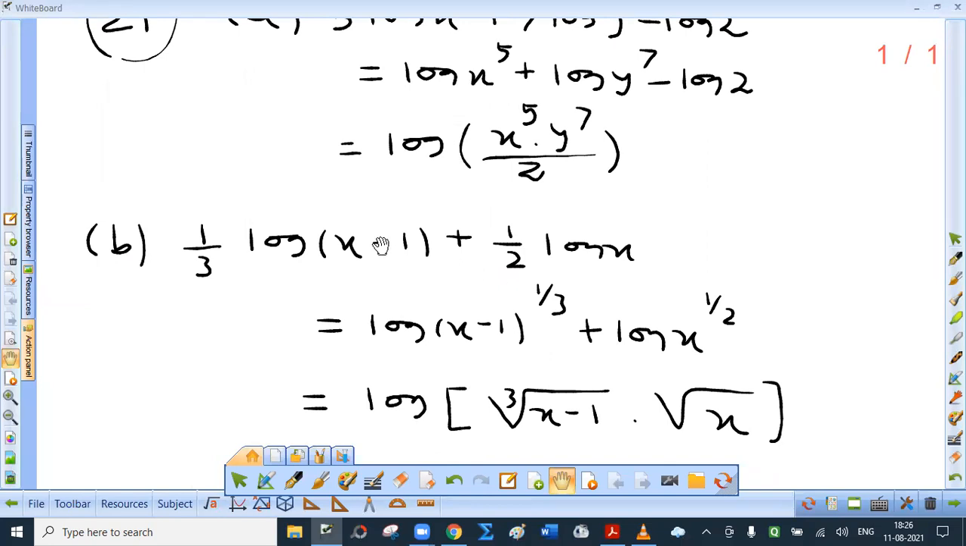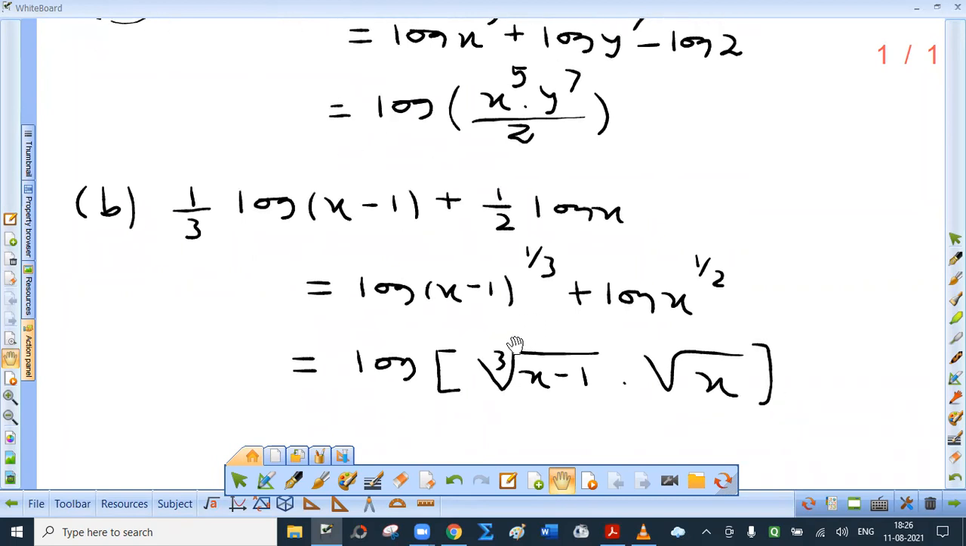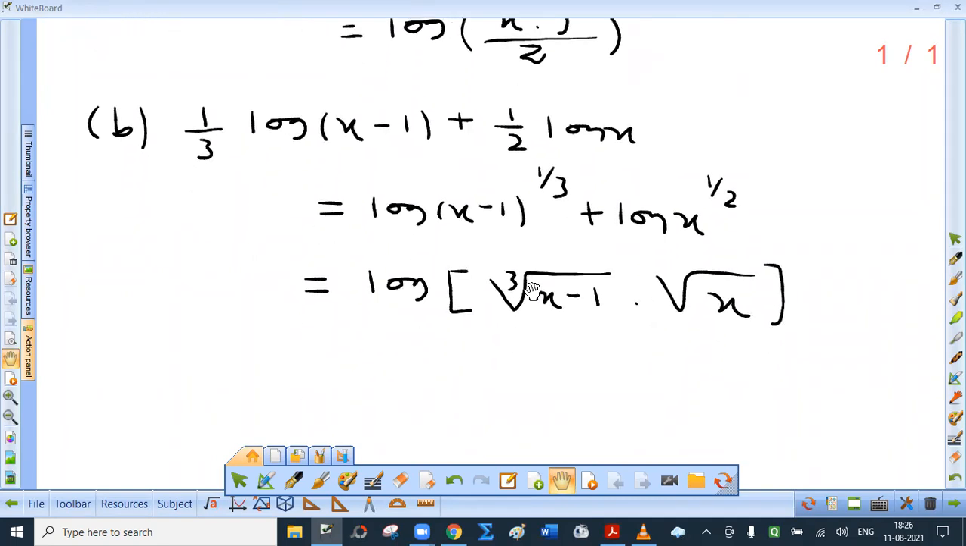Next, 1 upon 3 log of x minus 1 plus half log x. n log m is log of m raised to n. So log of x minus 1 raised to 1 upon 3 plus log of x raised to half. Log m plus log n is log mn. Raised to 1 by 3 means cube root. Raised to half means square root. Right?